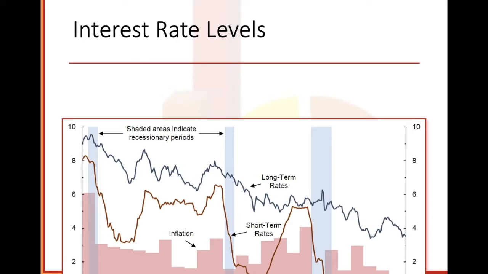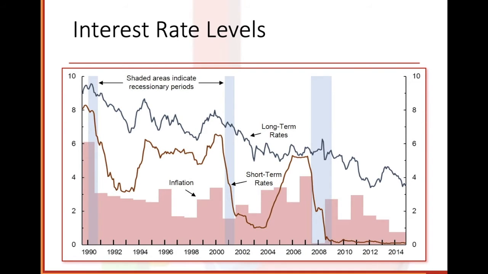So interest rates, shaded areas indicate recessionary periods. Down here at the bottom you see inflation, short-term rates, long-term rates. We're taking a look at these interest rates, and on here it indicates a decrease over time from 1990 all the way until 2014. Keep in mind, these interest rates are going down. But look at our inflation. So it's kind of keeping up with inflation as well.